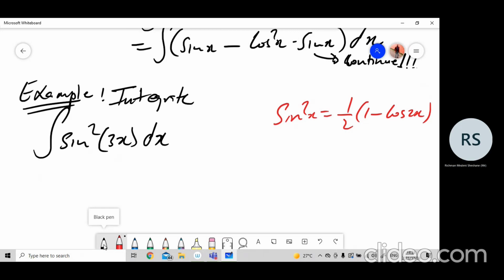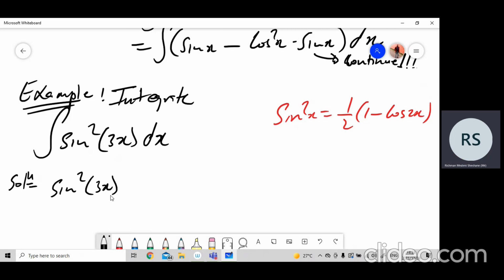So as a part of the solution here, before you integrate, you need to find the identity for sine squared of 3x. How do you find this? From this identity, you see instead of x here, we have 3x. So in this identity here, we substitute 3x where there's x.